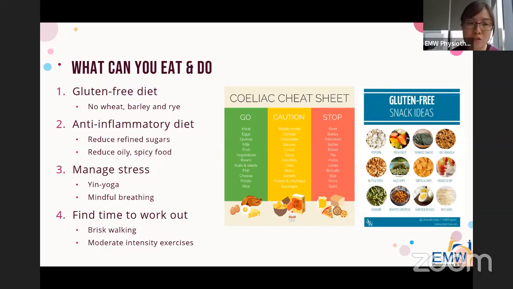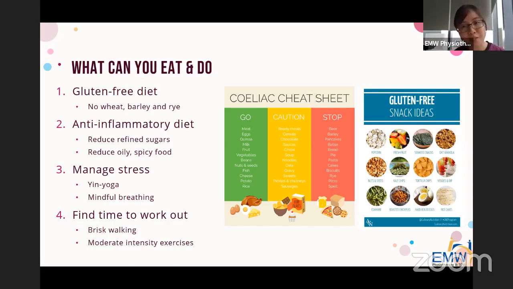So to manage that stress in the physical body, we want to do some breathing exercises and some stretches to release the tension in our body, and to mentally feel better and at ease. So what you can do is practice yoga with mindful breathing, and also find time to work out. For example, you can do some brisk walking, moderate intensity exercise. You don't have to go intense, but the thing is to have the routine to do it on probably a twice a week basis, each time for 20 to 30 minutes. Yep, so this is what you can do.